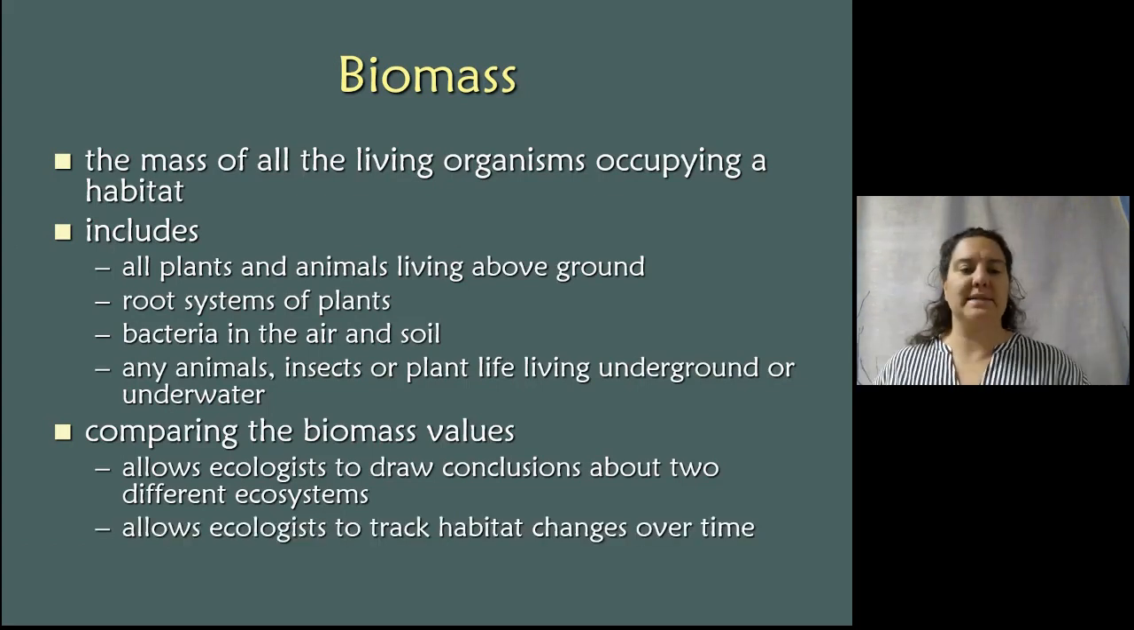So, biomass is the mass of all the living organisms occupying a habitat, which includes all the plants and animals living above ground, the root systems of plants, bacteria in the air and the soil, and any animals or plants living underground or underwater. When we compare biomass values of two different ecosystems, we're able to compare them in their productivity. It also allows ecologists to track habitat changes over time if all of a sudden the biomass of a certain ecosystem has dropped.